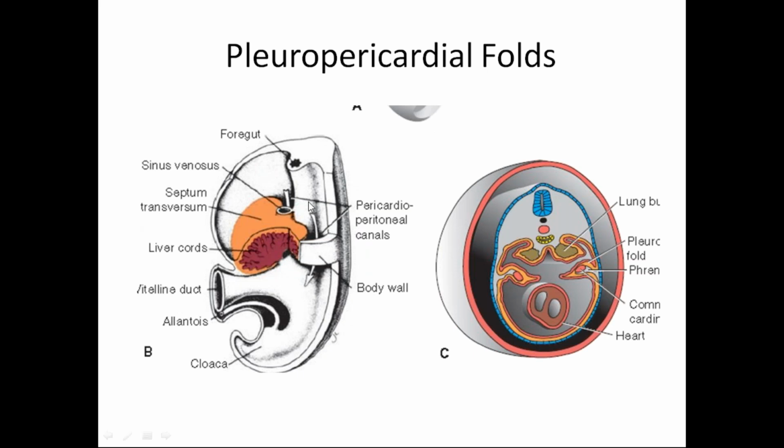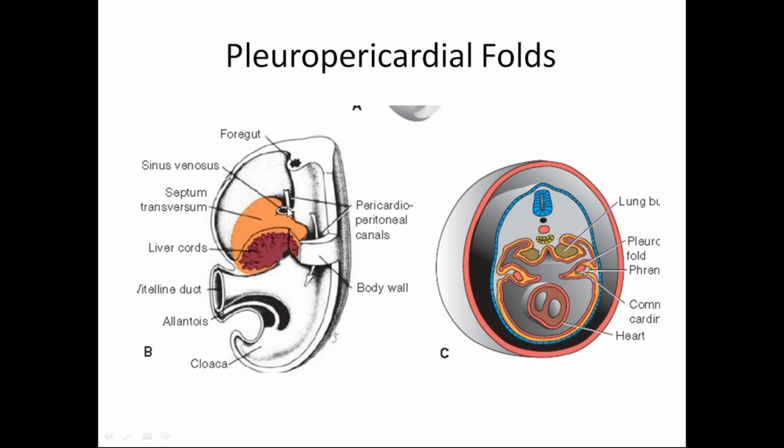So this is the septum transversum in the body cavity, and we have two canals on either side, the pericardial and the peritoneal canals on both sides. This is called the pericardial and pleural canals. This is the gut tube, which is on the posterior side, and this is the septum transversum.